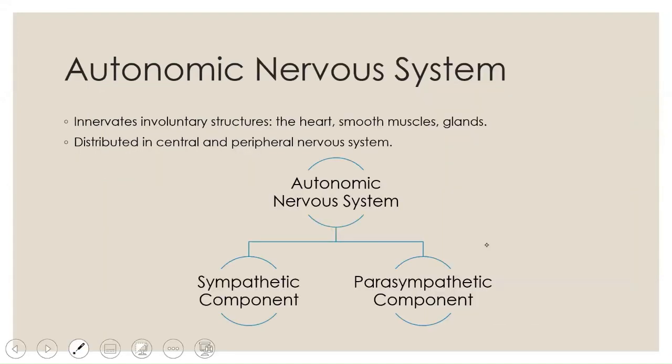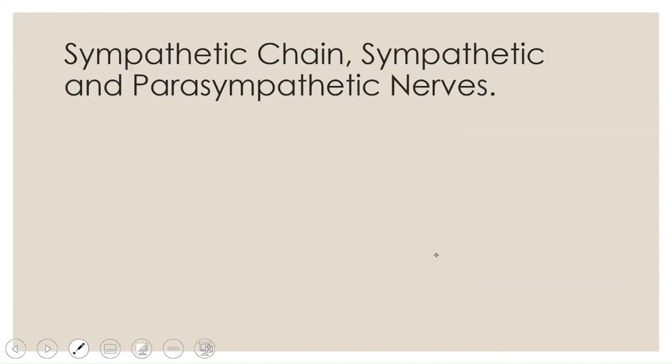Then we come to the autonomic nervous system. This innervates the involuntary structures: the heart, the smooth muscles, and the glands. As I said, it has a sympathetic component and a parasympathetic component.